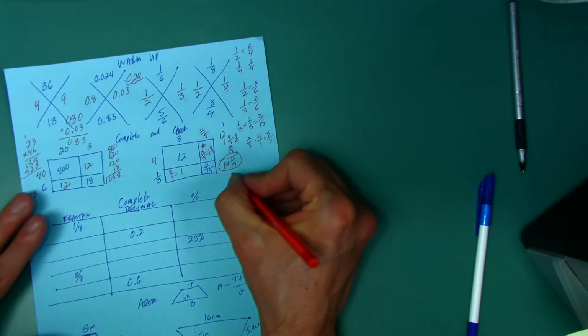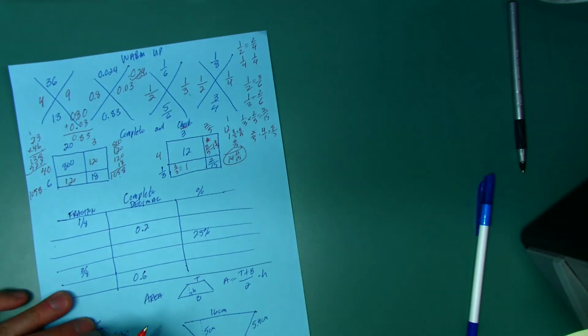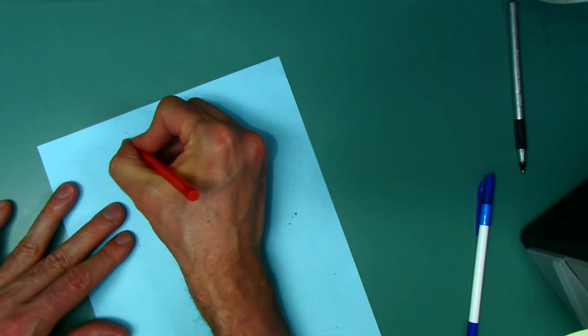Okay, so 14, 11/15. Now, how do I check this? Well, I have the problem. I'm going to flip this on the back. 3 and 2/5, 4 and 1/3.